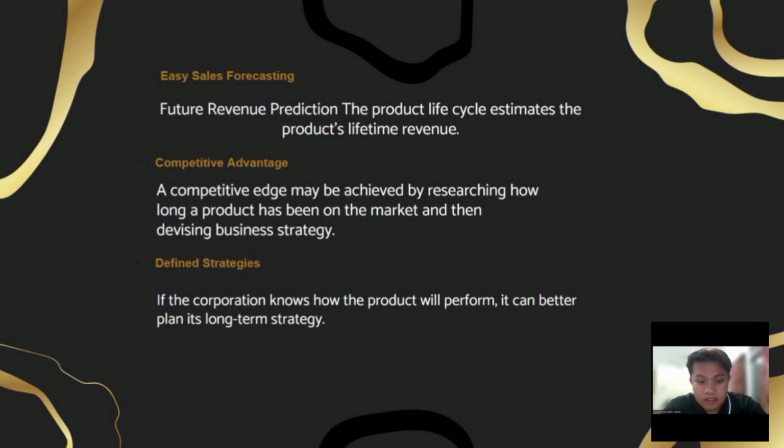Right. The third one is defined strategy. If the corporation knows how the product will perform, it can better plan long-term strategy, which is, if the company is aware of how the product will perform in the future, it will be able to determine and plan long-term strategy more effectively.